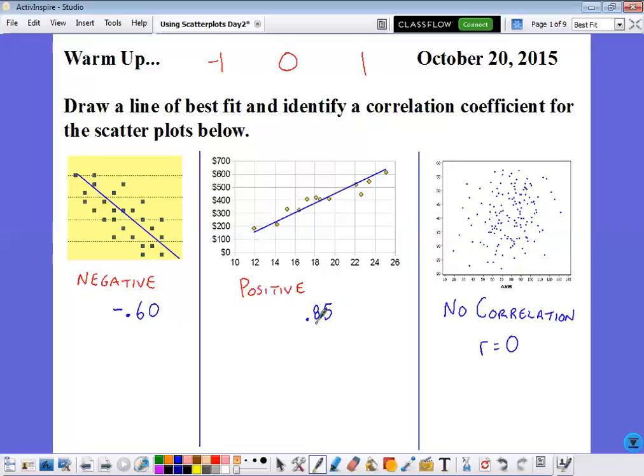So the first one, it was a negative correlation. We drew our line of best fit, and we ended up giving it a grade or a correlation coefficient of negative 0.60. Second one, 0.85, because it was a lot closer to the line. Our dots were a lot closer to our line of best fit, and it's positive correlation because it's going up. And then the last one, we couldn't draw a line of best fit, so we called it no correlation, and then it had an R value or a correlation coefficient of 0. So we're going to go ahead and continue on with that process with what we do today, but this is just our basics with lines of best fit, correlations, and correlation coefficients.